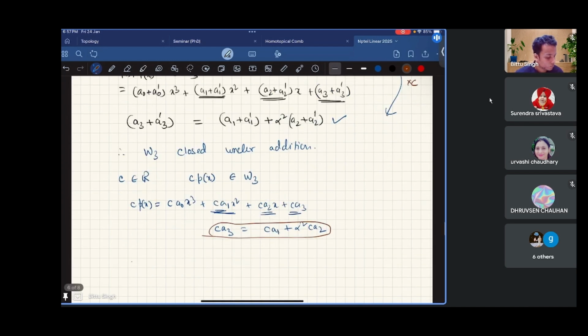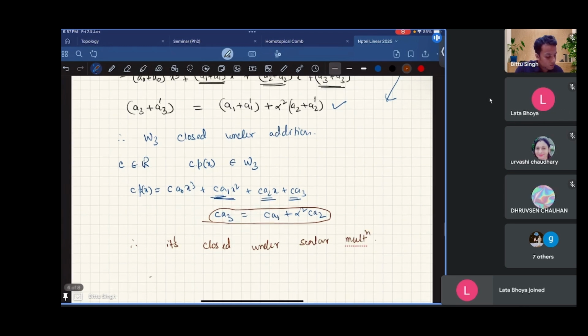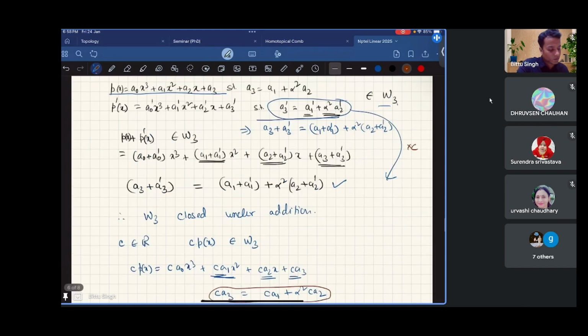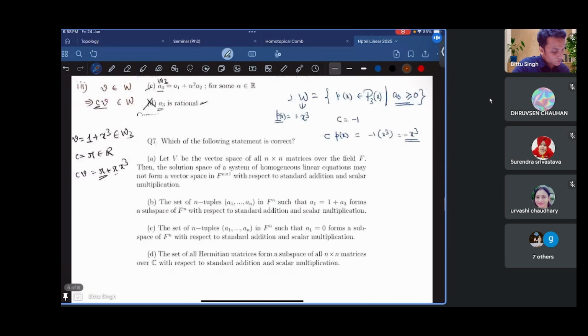Therefore it is closed under scalar multiplication. Hence, we can say that W3 is a subspace. Okay, so here we are done. So let us see question number 7.